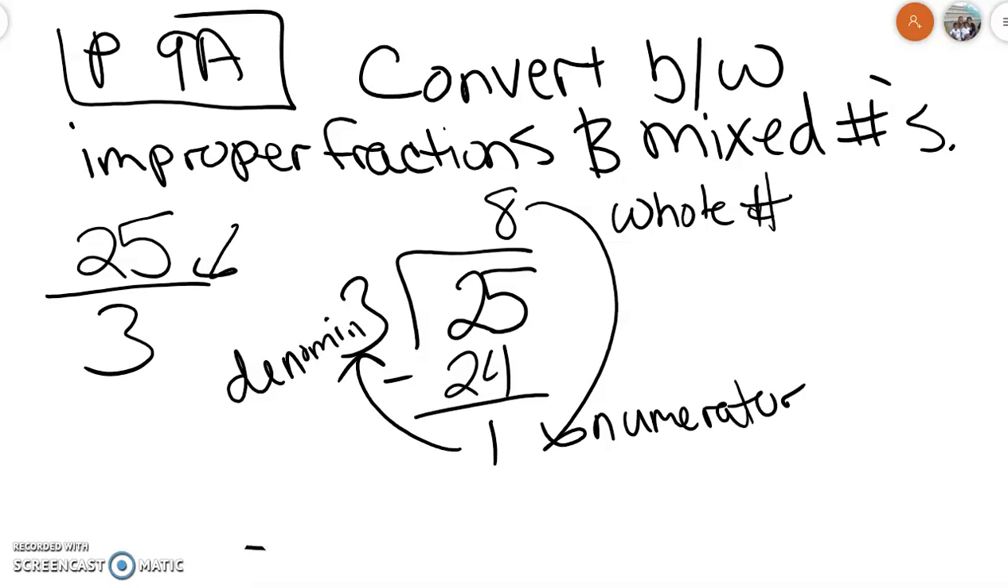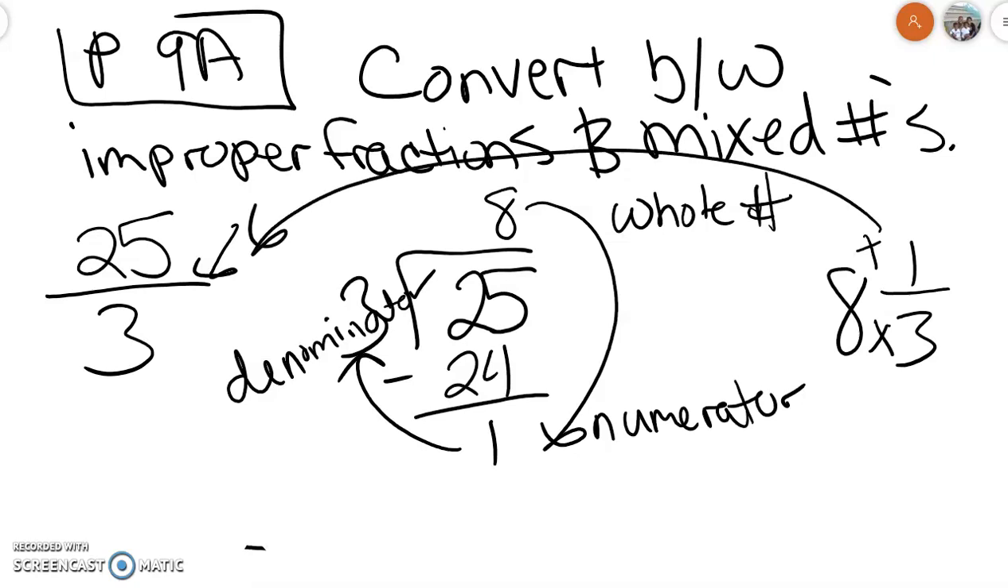And I shouldn't say this. Our quotient becomes our whole number. Our remainder becomes our numerator. And our divisor becomes our denominator. So then we would get 8 and 1/3. You can even check your work by changing your mixed number back into a fraction greater than 1 by doing 3 times 8 is 24 plus 1 is 25. 25/3. Okay, so that's the second problem.